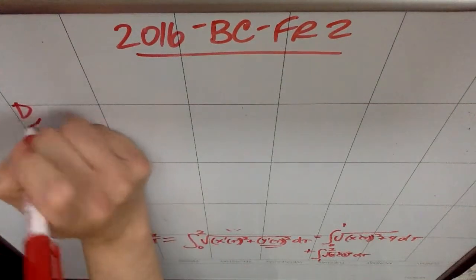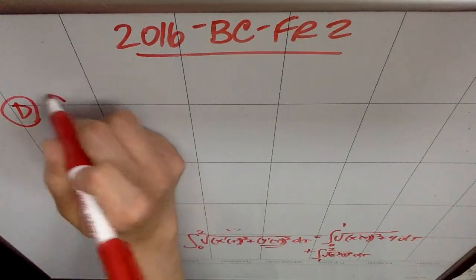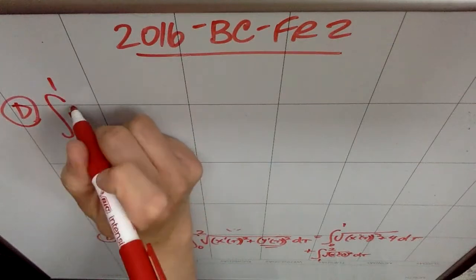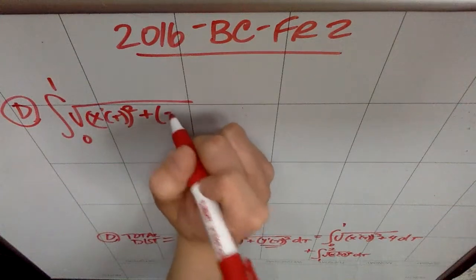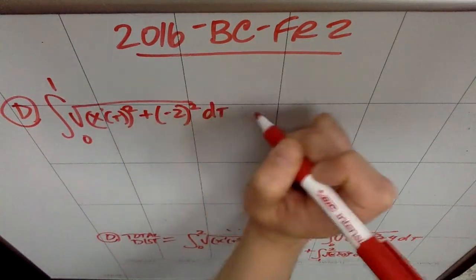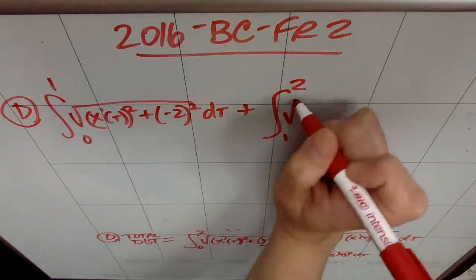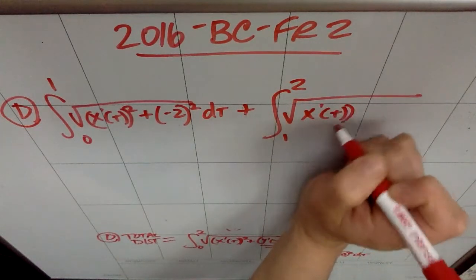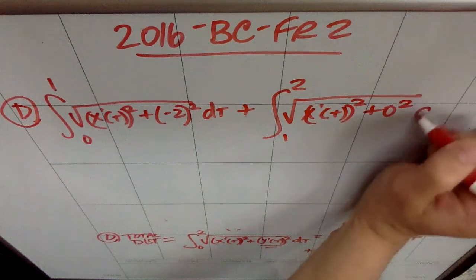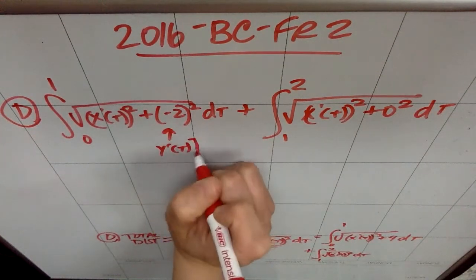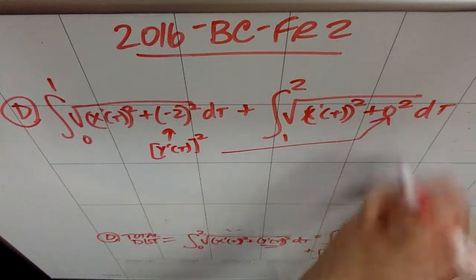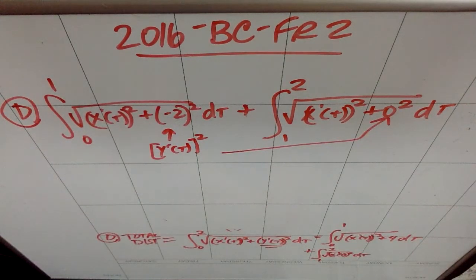So what the AP needs to see: in part D, the AP needs to see that you write that the total distance is the integral from 0 to 1 of the square root of x prime of t quantity squared plus -2 quantity squared with respect to t, plus the integral from 1 to 2 of the square root of, and honestly, if I were you, I'd play it extra safe, and when I write it out, I'd make sure that it's clear that this is a 0 squared. I'd make it really, really clear that this is my y prime of t quantity squared here and here, but it's different because of the different intervals. So that's what I would write if I were you. I wouldn't even simplify the -2.